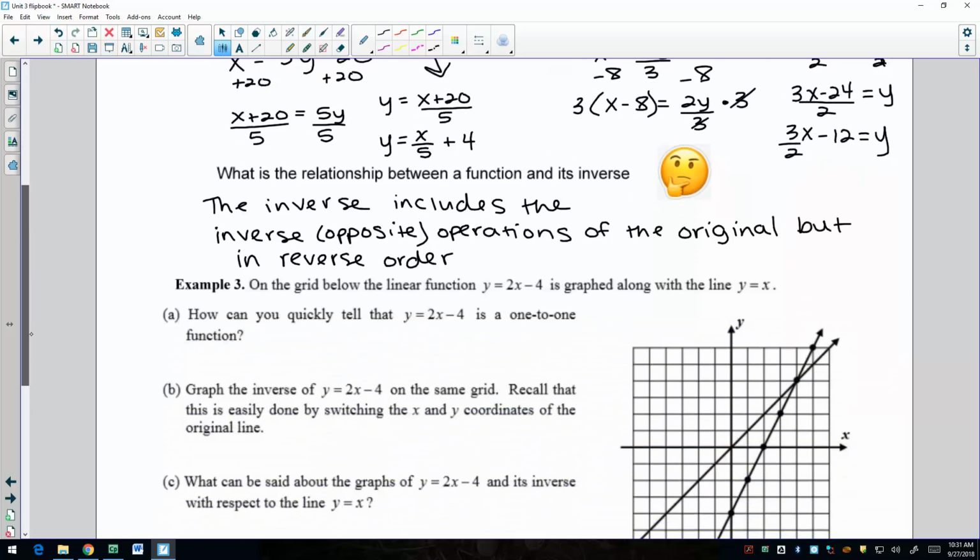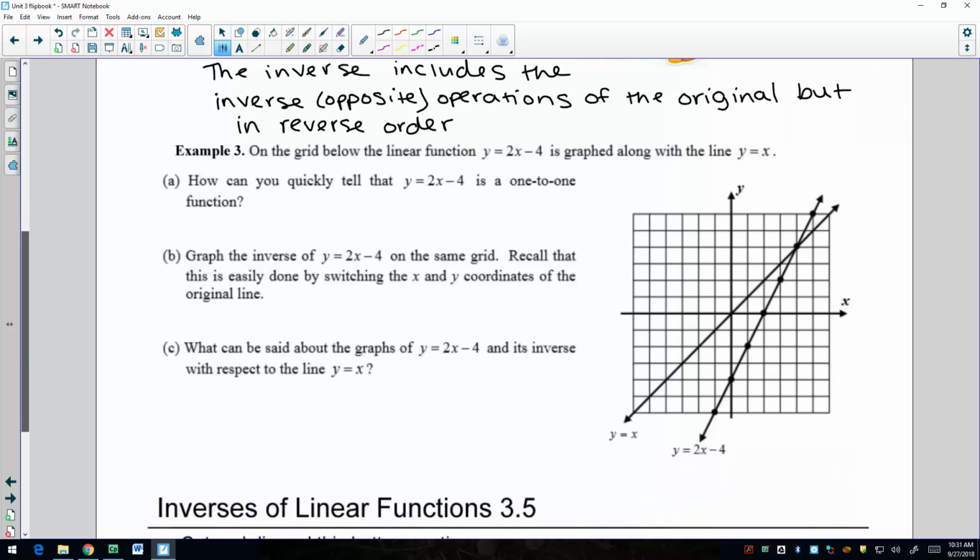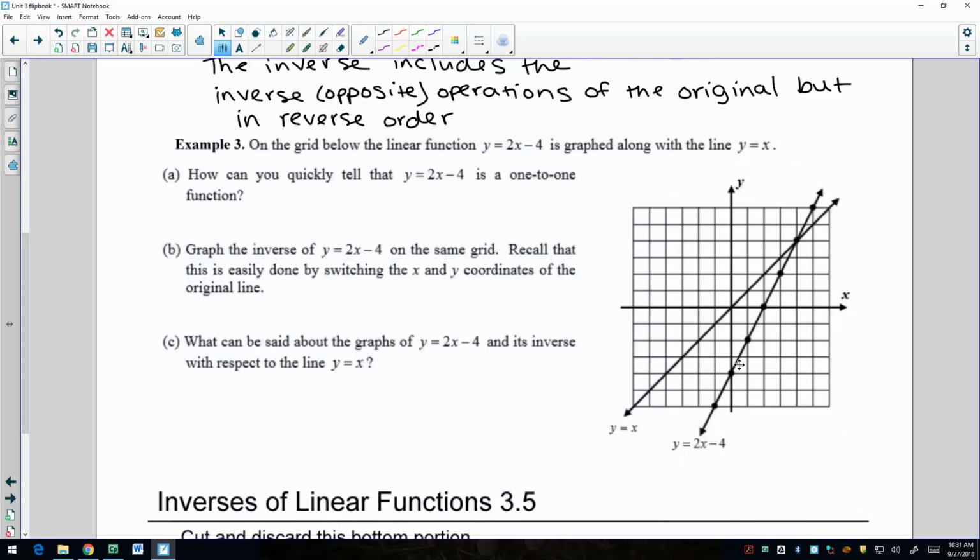Okay, onto a graph. This time they actually graphed the original for you. They graphed the line 2x minus 4, and then they graphed this line, the line y equals x. If you're not sure how they graph that, recall that if there's no number in front of x, there's a 1, and if there's no y-intercept, it's a 0. So you'll notice it's a line that goes through 0, up 1 over 1, up 1 over 1. That's the line y equals x, and we're going to need that to answer part C.